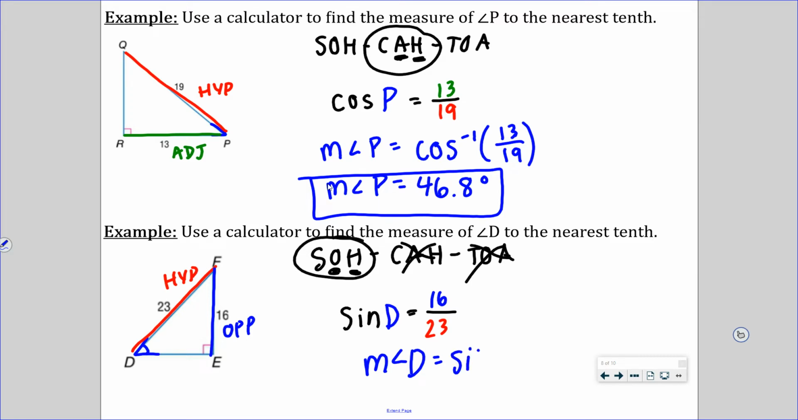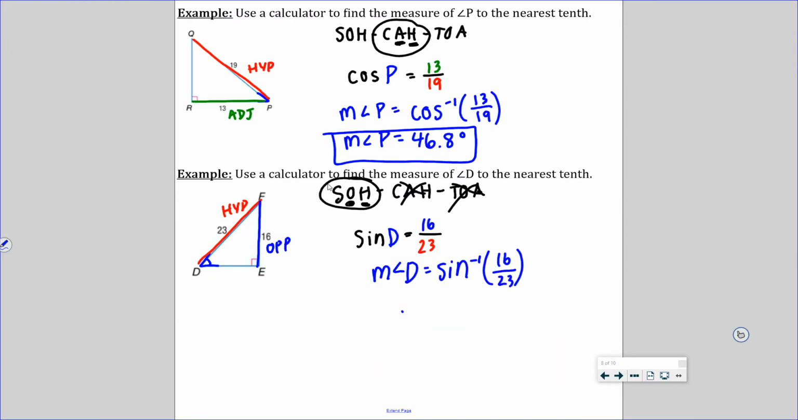We got to use inverse sine. Feed in the ratio. Okay, rounded to the nearest tenth, I got 44.1. Okay, makes sense? It's not too bad. That was kind of the only extra new thing we had to learn.